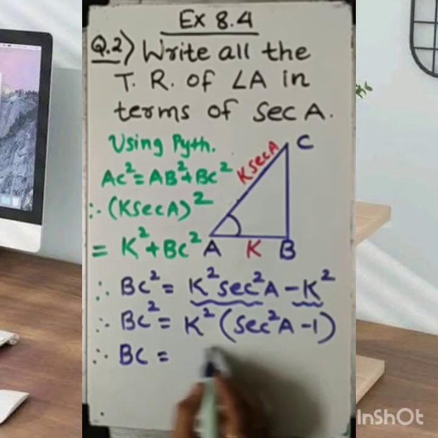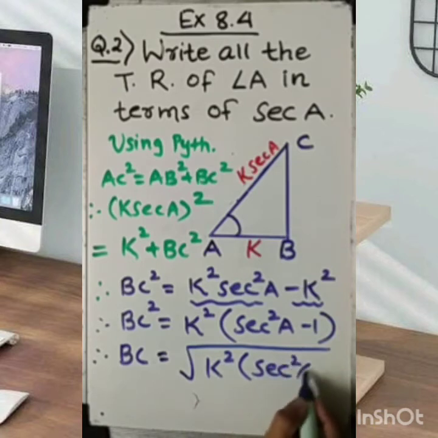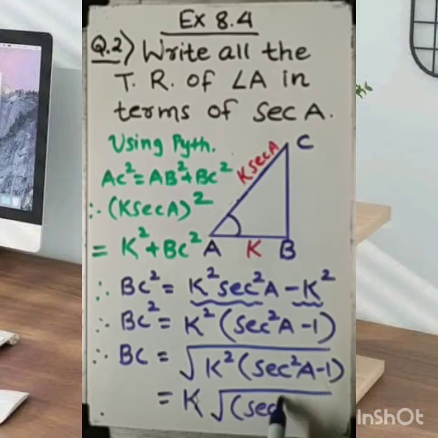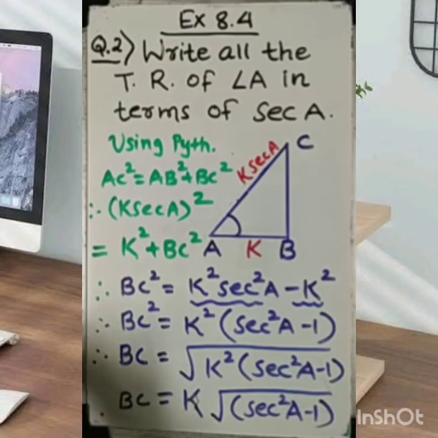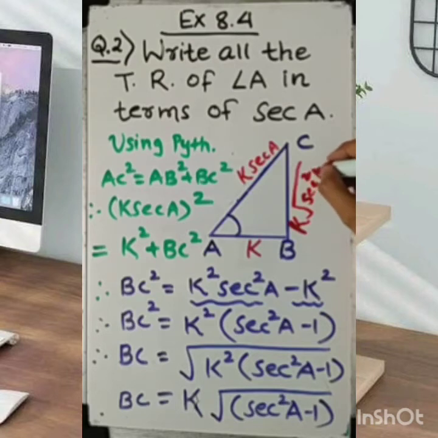So let me write, this is the square root of this. So the square root of this will become the square root of this side. Now you know, dear student, K square is a perfect square, so I can take out K common. But this is not a perfect square, dear. So I need to keep sec square A minus 1 under the square root, which is the value of BC. Got it? This value I am going to put in place of BC here. I am mentioning that it is K under root of sec square A minus 1. This is the value of BC.